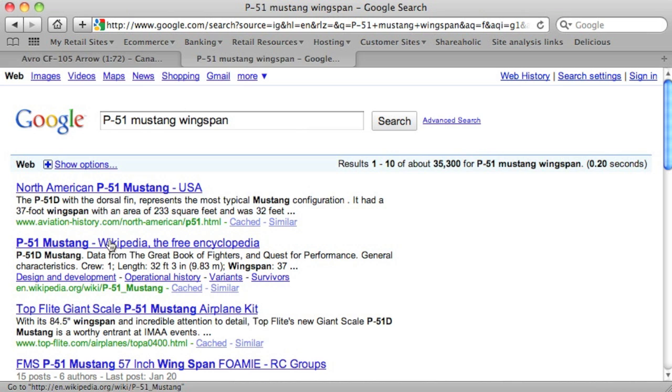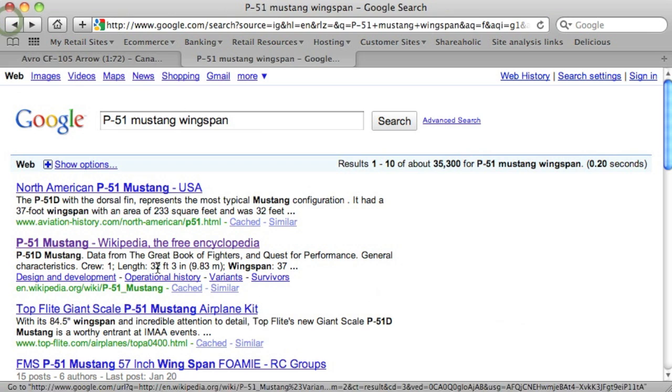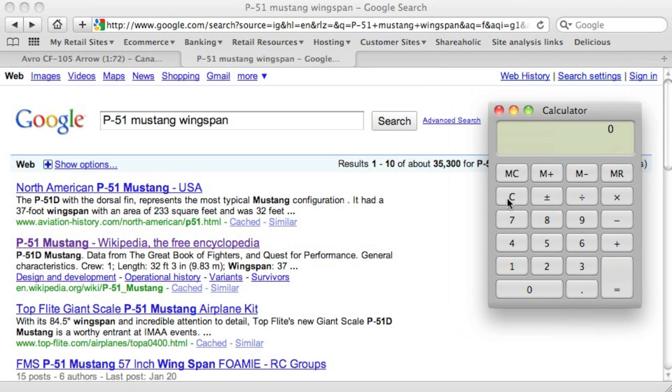And you're pretty likely to come up with a Wikipedia entry on that model. In fact, it was even right in the results from there. Crew of one, length 32 feet, wingspan 37 feet. So let's just go with the wingspan at this point, 37 feet. I'm going to grab a calculator that I always keep handy, and I just take the wingspan, 37 feet, and divide it by the scale. So if it's a 1/72nd scale model, just divide it by 72, and that's how long it is in feet. It's going to be easier in inches, so we just multiply by 12 to get inches. So we come up with a little over 6 inches for that model.